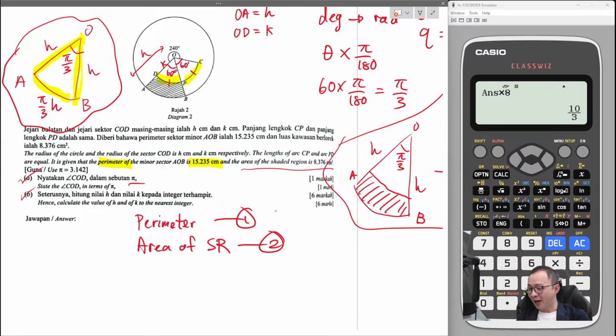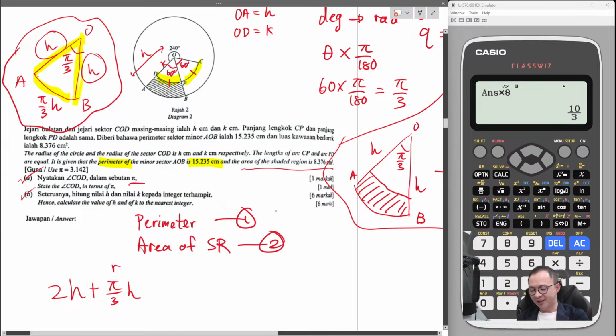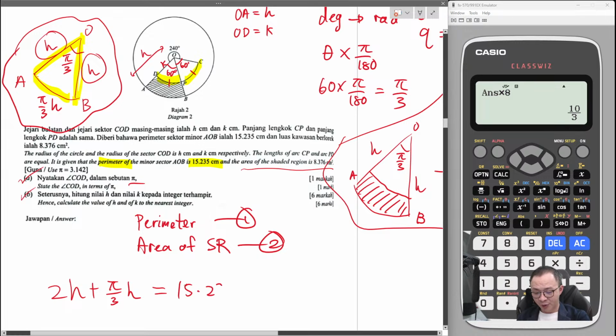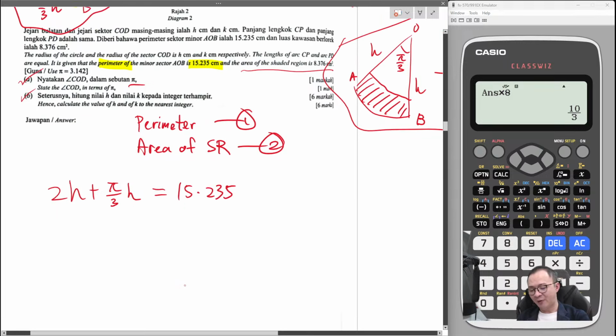If it makes sense to you, I'm going to start. So parameter first. H plus H is 2H, right? Plus the arc length, pi over 3 H, because this is R theta. Okay, is equals to 15.235.